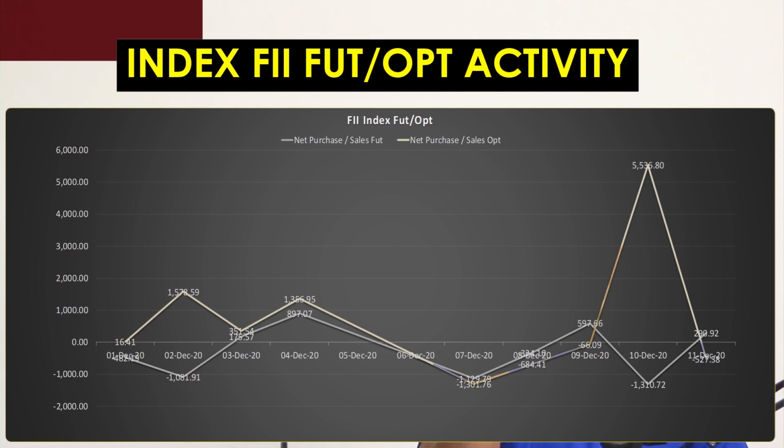But if they are not buying here and if they start selling on that side as well, then definitely Nifty is going to take a reversal. So all these parameters, all this analysis is indicating that Nifty is going to take a reversal or Nifty is going to go down in this week itself.